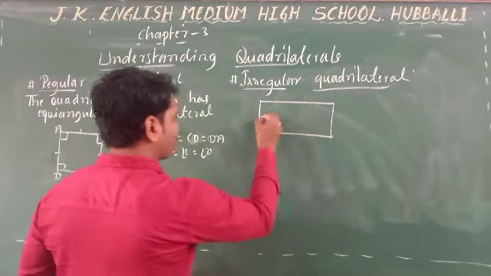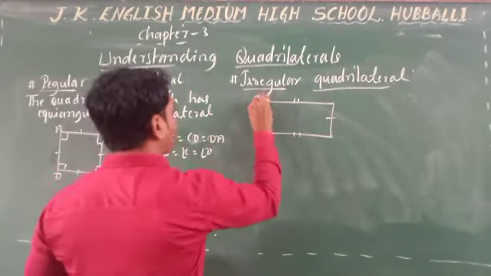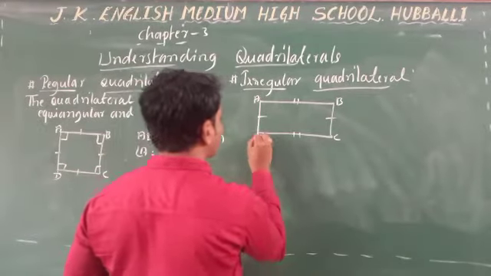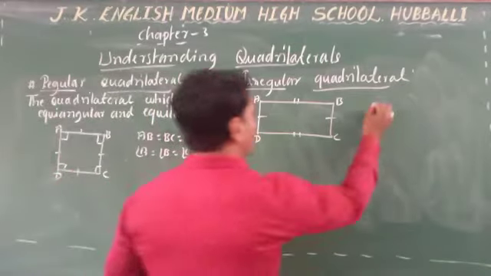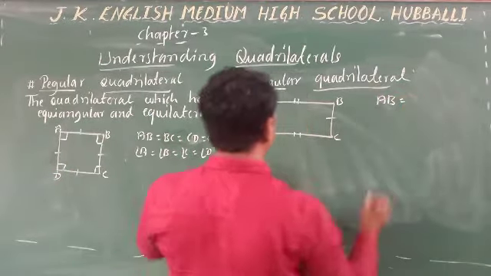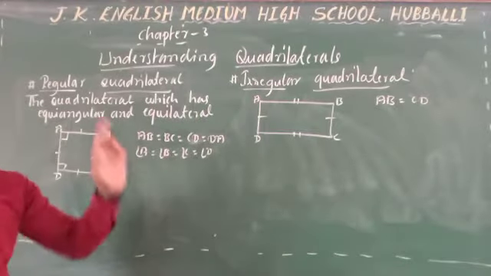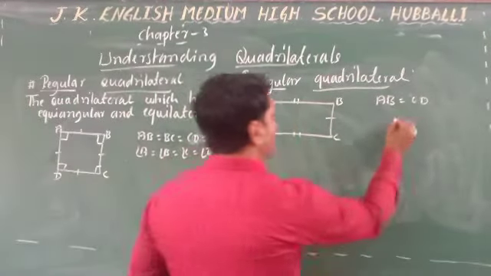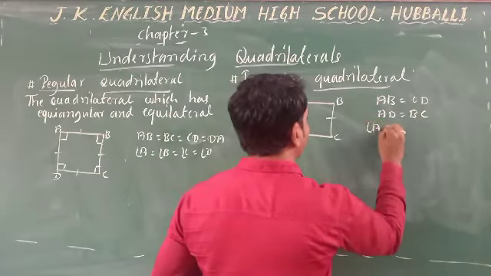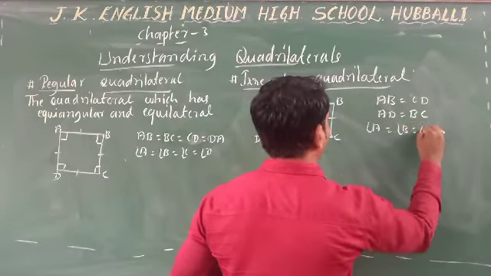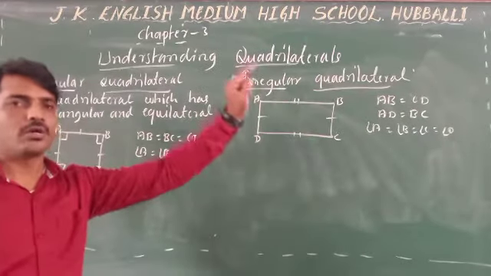So a rectangle: these two sides are equal, and these two sides are equal. A, B, C, D. All four sides are not equal. Here, AB is equal to what? CD. Correct? AB is equal to CD, but AB is not equal to BC. But angles are equal here. All angles are equal, but sides are not equal.